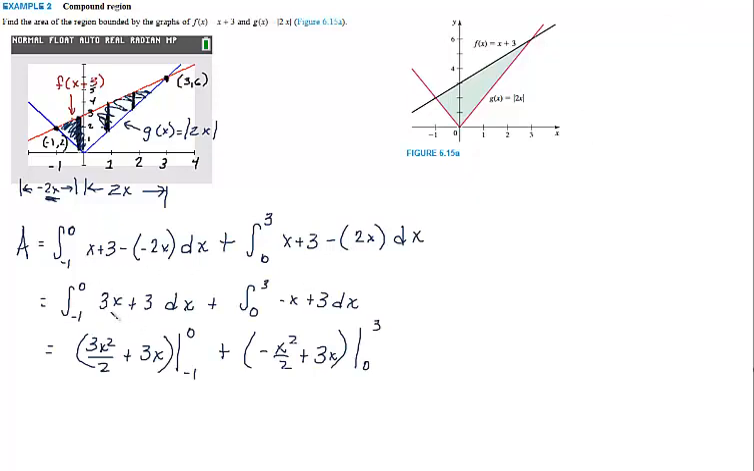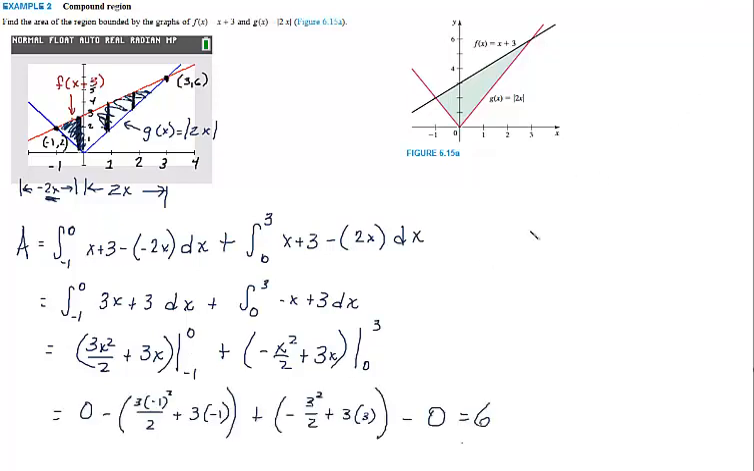Alright, here's just a little bit of algebra manipulation in this second step. I just combined it with that 2x, or that negative 2x. Then I integrated, and now I'm going to plug in my limits of integration. After plugging in and doing my arithmetic, I get as my area a 6.